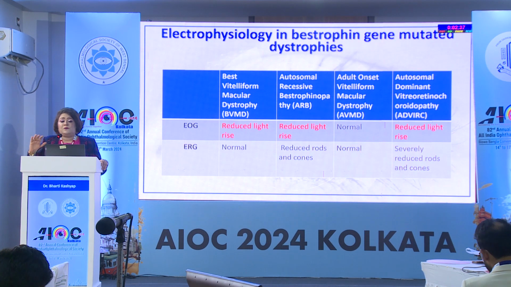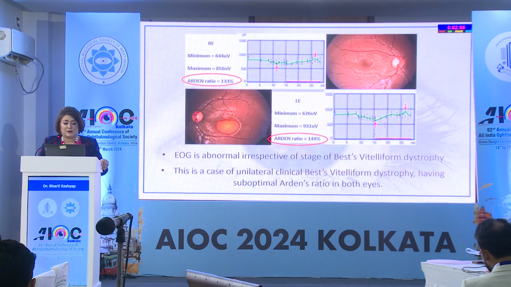Now, the electrophysiology in bestrophin gene mutated dystrophies: in Best disease, which is autosomal dominant, and other kinds of bestrophin gene mutated dystrophies, EOG is reduced, and ERG is severely reduced only in ADVIRC. ADVIRC is autosomal dominant vitreoretinochoroidopathy. Usually ERG is normal, and in autosomal recessive bestrophinopathy, it is moderately reduced also. I will show you clinical examples.